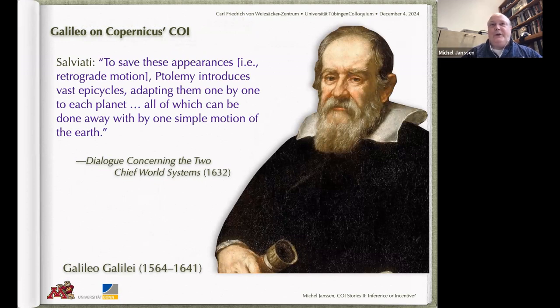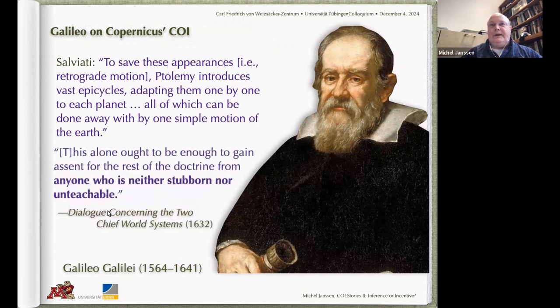Okay, so now Galileo, conveniently ignoring the Tycho model, says that Ptolemy introduces vast epicycles to explain this, all of which can be done away with one simple motion of the Earth. And then he adds, through his spokesperson, that this alone ought to be enough to gain assent for the rest of the doctrine from anyone who is neither stubborn nor unteachable. So clearly Galileo is talking about belief here. You should believe this entire theory just because of this one explanatory feat.